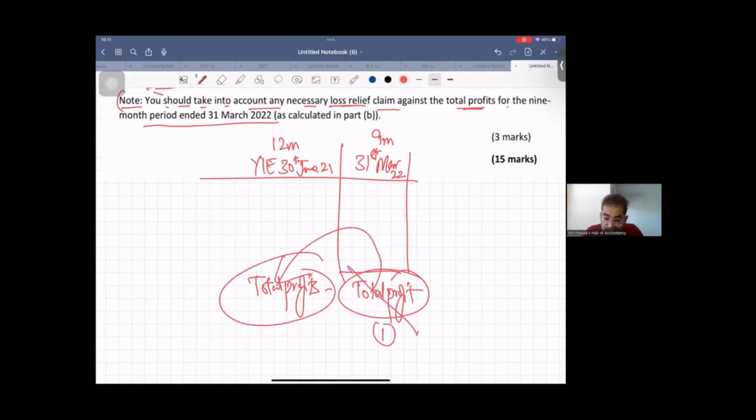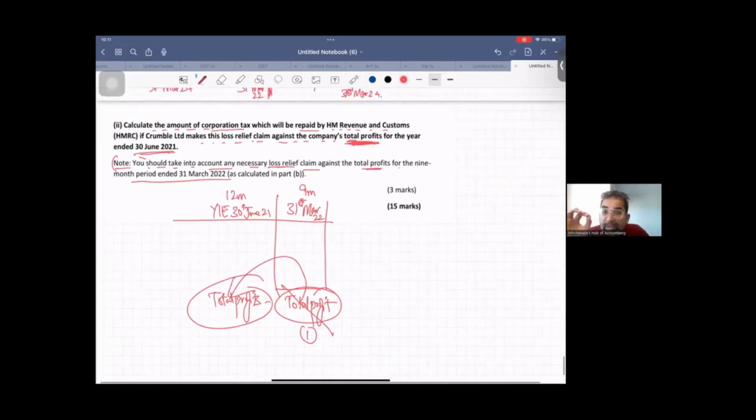So that's what the examiner is saying. See, the examiner is very helpful. Examiner is giving you an idea that if you want to go back, first kill the current year total profits. This is what the examiner is telling you.